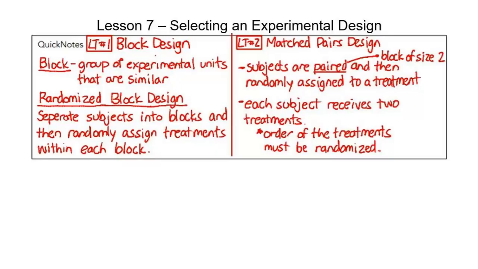In a matched pairs design, subjects are paired. We have blocks of size 2, and then randomly assigned to a treatment. One person from each pair or one item from each pair would get assigned to the different treatment conditions. Another way that you can do a matched pairs design is if each subject receives the 2 treatments, with the order of the treatments randomized.